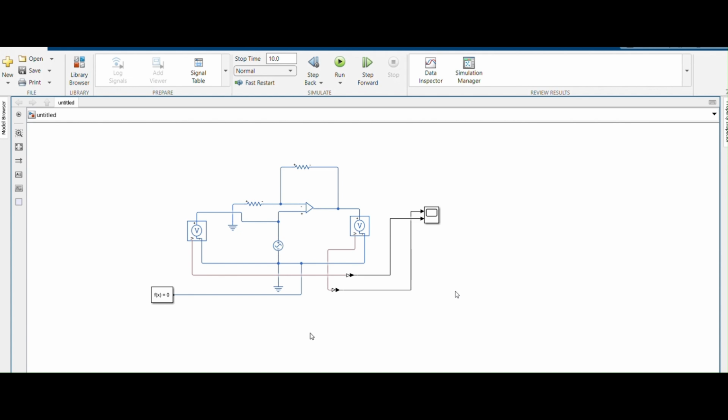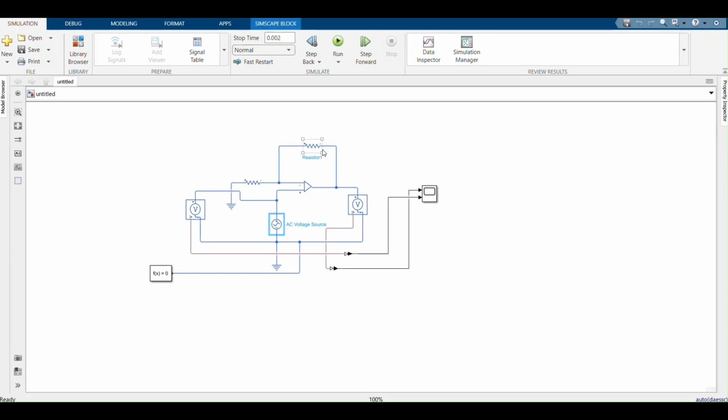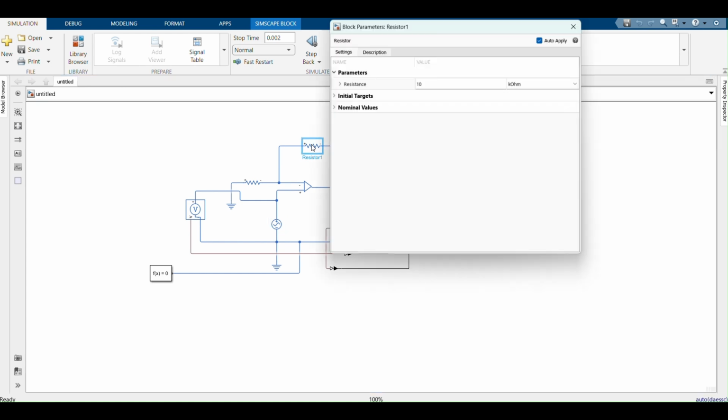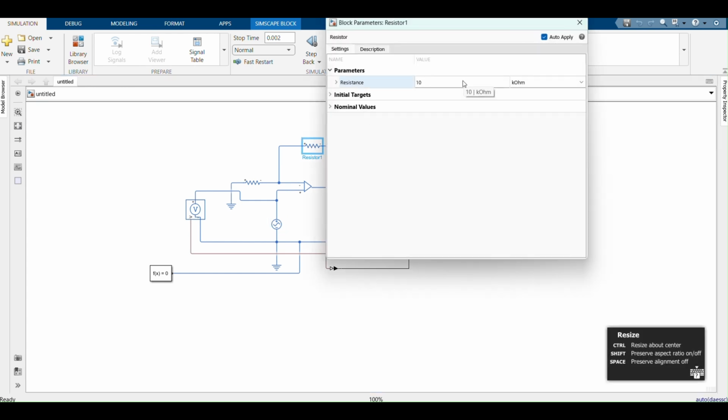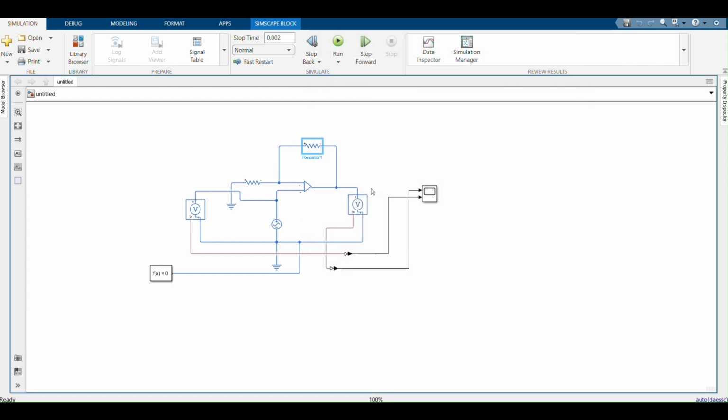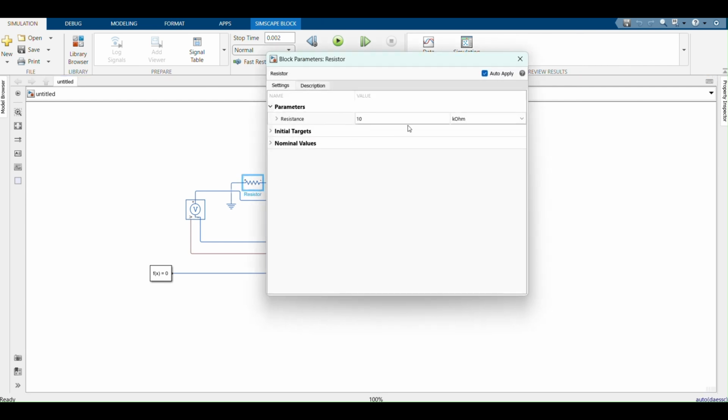Now you can see on the screen that my circuit diagram of the non-inverting amplifier is done. Now it's time for giving the parameters. Coming to resistor 1, double clicking over here, I have taken 10 kilo ohm. You can take it according to the parameters you are going to give. What you give in the first resistor, you have to give the same in the second resistor. Coming to the second resistor, I have taken the same 10 kilo ohm.